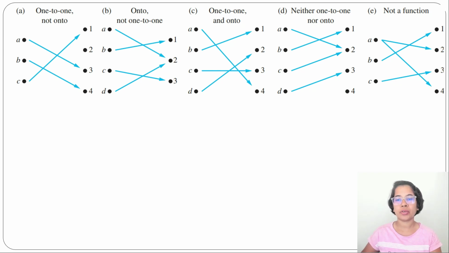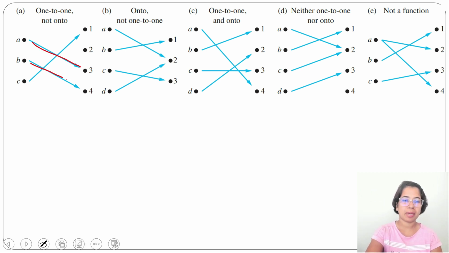We already discussed one-to-one and onto functions. Let's discuss some diagrams based on them. First diagram: here A maps to 3, B maps to 4, C maps to 1. It is one-to-one, as for every element of the domain there is just one image, but it's not onto as 2 is free.